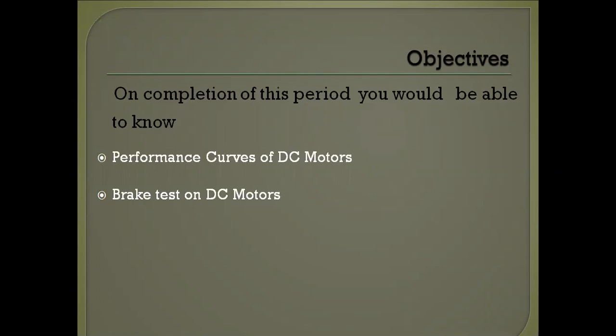In this video lecture, the main objectives are discussing performance curves of DC motors and brake test on DC motors.